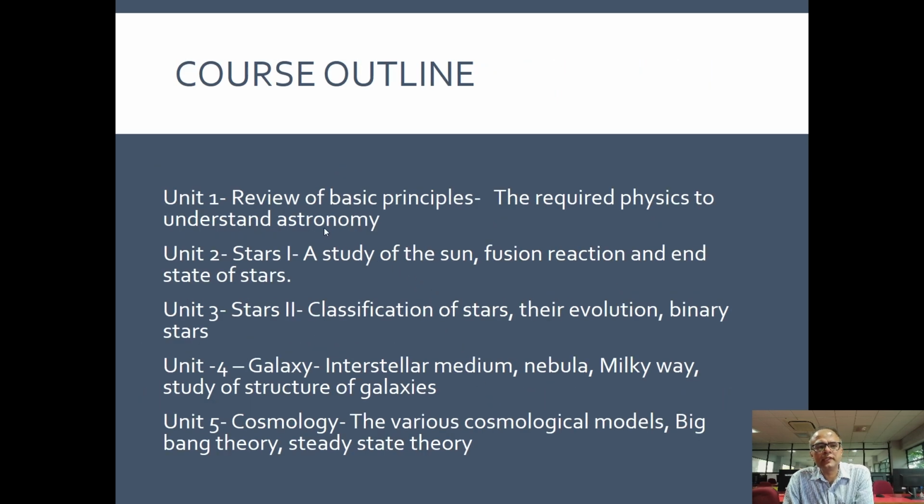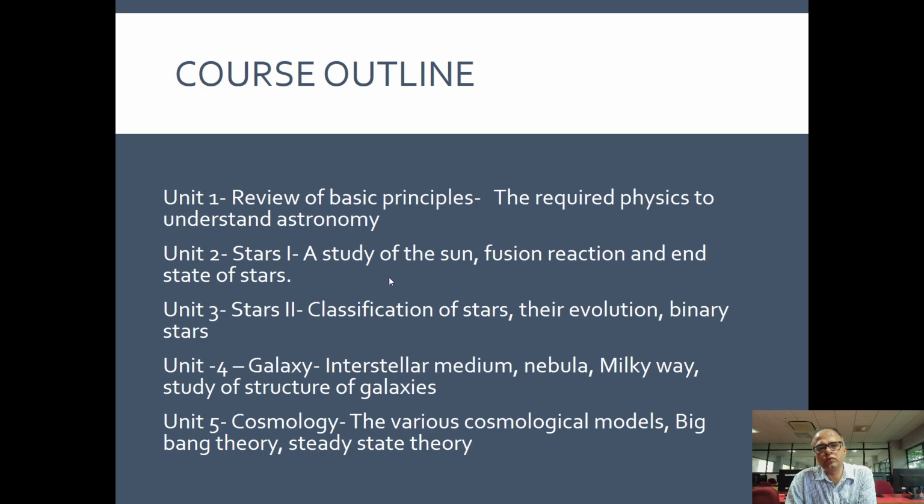The course outline is as follows. In unit one, we will review the basics required to understand astronomy, so basics of physics required to understand astronomy. Then units two and three are dedicated to stars. First we'll look at the sun, which is the nearest star.